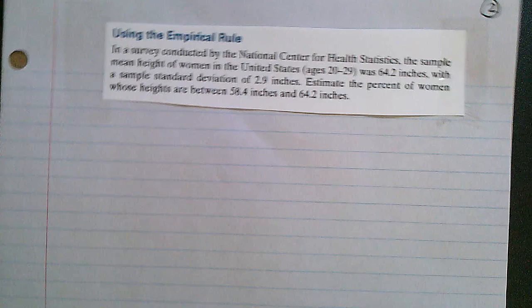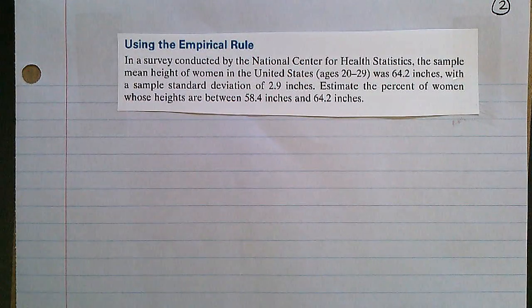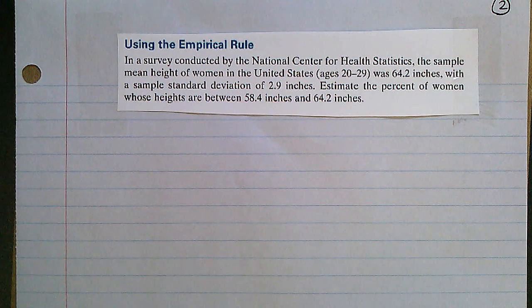Let's look at an example of using the empirical rule. So go ahead and get this example taped in. We're going to be using information from a survey conducted by the National Center for Health Statistics. They have given us the sample mean height of women in the United States, ages 20 to 29, was 64.2 inches with a sample standard deviation of 2.9 inches. We're going to estimate the percent of women whose heights are between 58.4 inches and 64.2 inches.